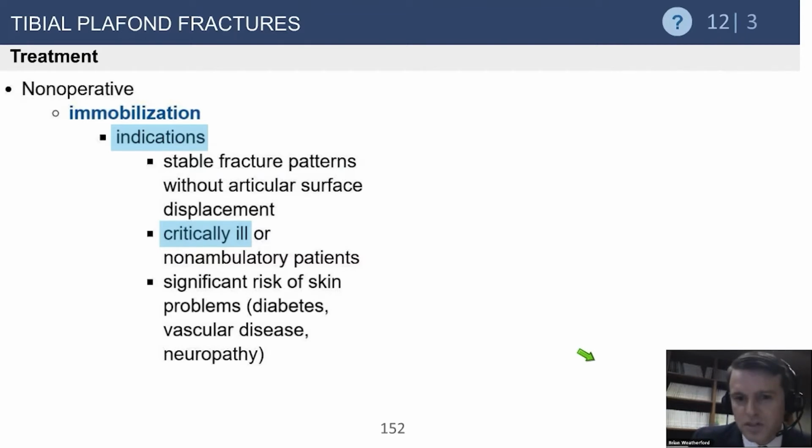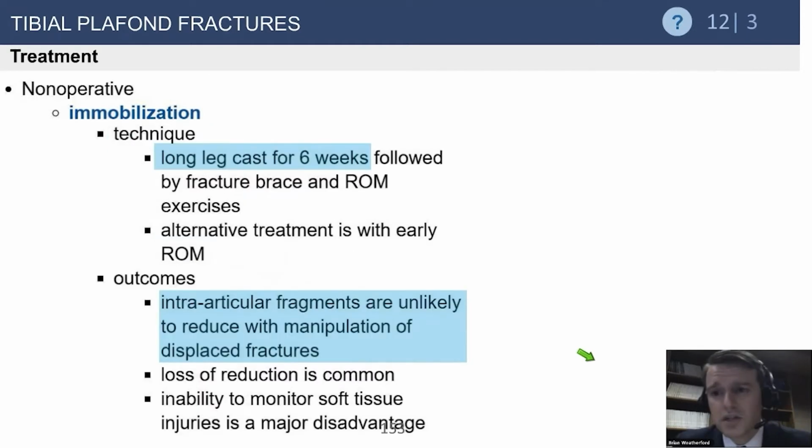Non-operative treatment for these injuries is rare. It typically involves stable injuries with no articular surface displacement or patients that are unable to tolerate surgery. In some situations, in patients that are at significant risk of skin compromise, either because of severe open injuries or because of conditions that prevent their soft tissues from tolerating surgery, we consider non-surgical treatment or more limited invasive techniques. So immobilization typically consists of a long leg cast for 6 weeks, followed by conversion to some form of a fracture brace and range of motion exercises.